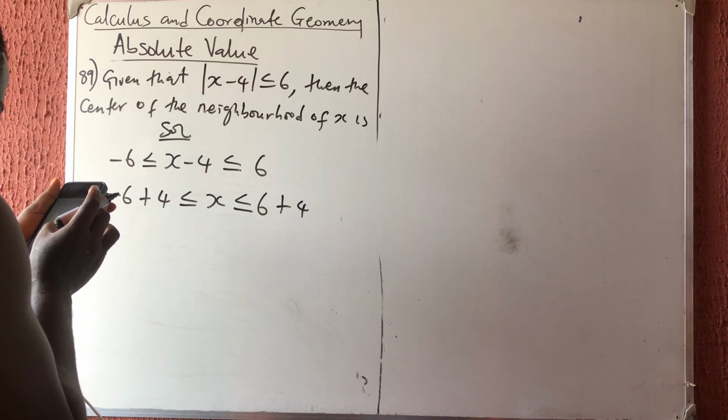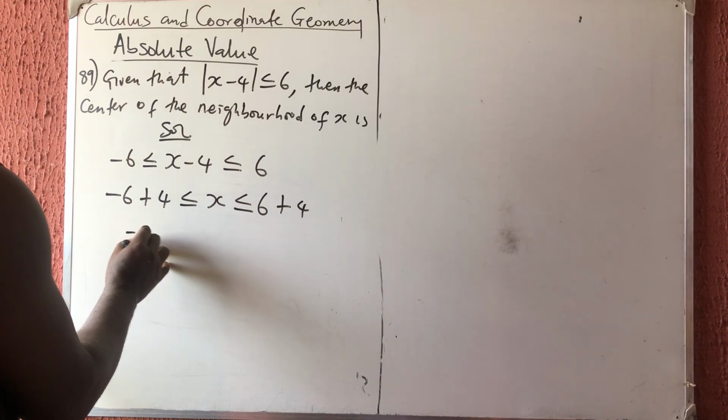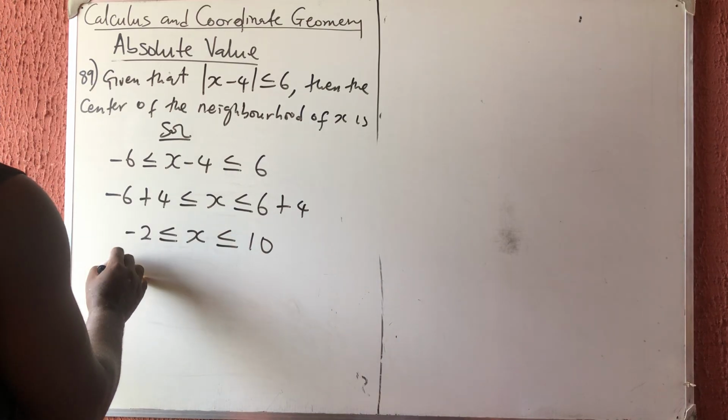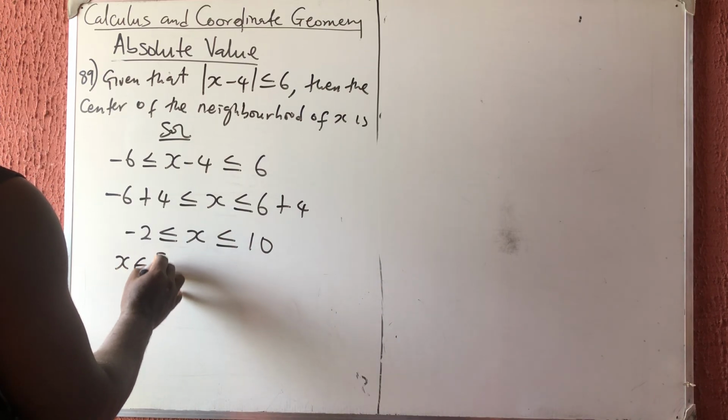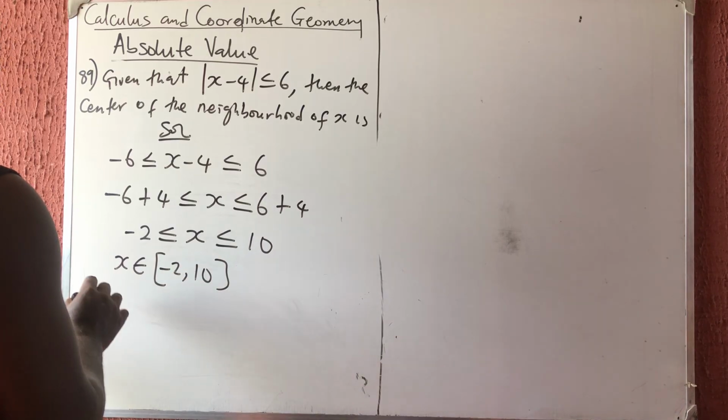Sorry, let me check something before I continue. Okay, 6 plus 4. So what do we have? This and this will give us minus 2 is less than or equal to x, which is less than or equal to 10. So we say that x is an element of the closed interval of minus 2 comma 10.